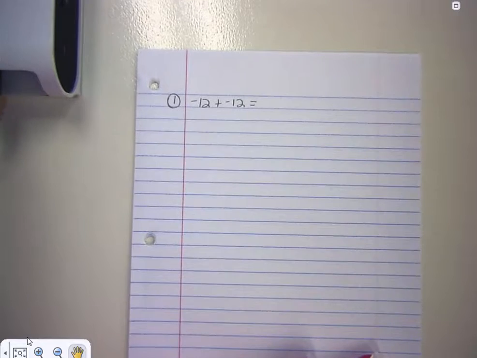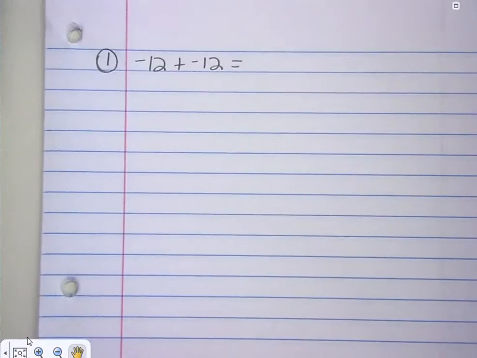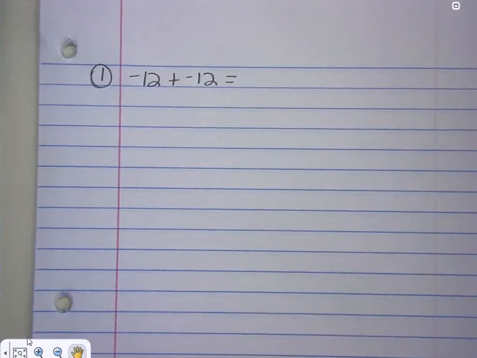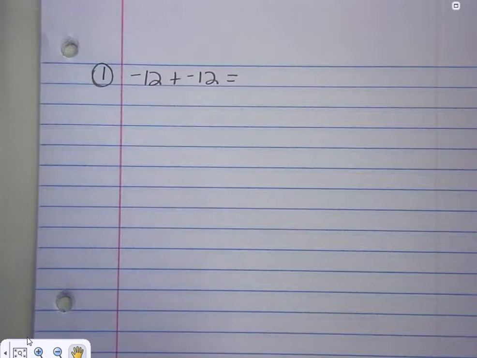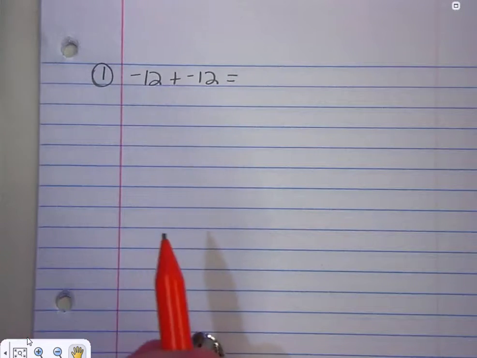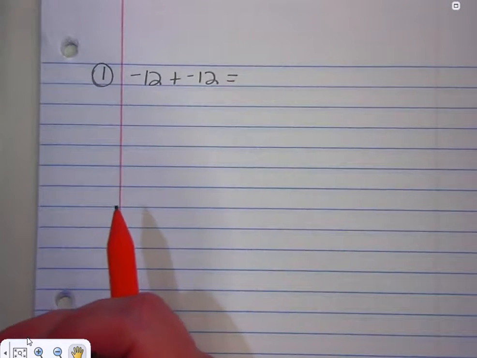Look at the warm-up for today. Problem number 1 is negative 12 plus negative 12. The answer to that is not 0. That is not a 0 pair. They would have to be opposites, negative 12 and positive 12, to make that 0. What is the answer to that problem, Daniel?